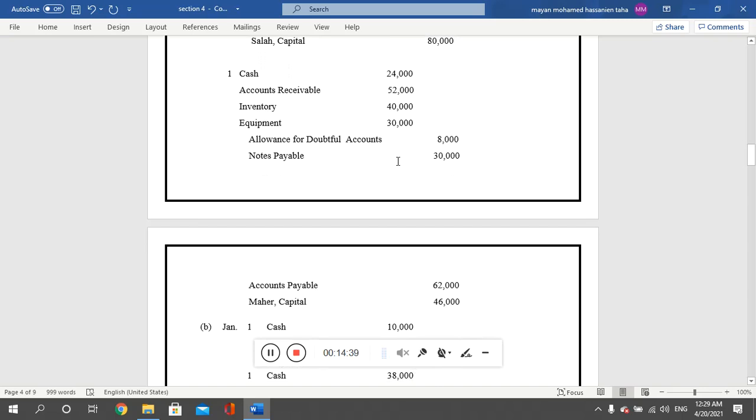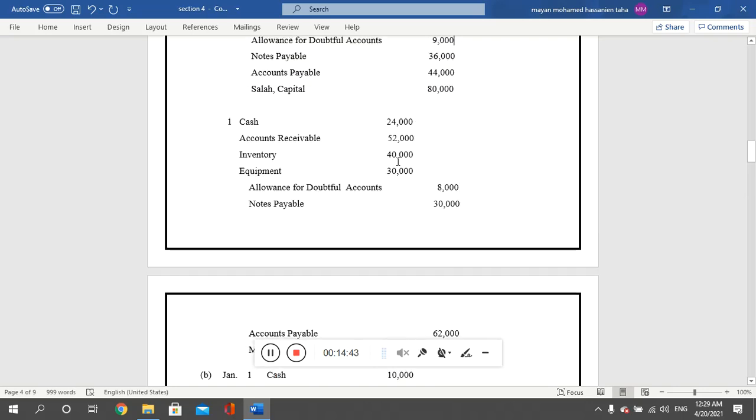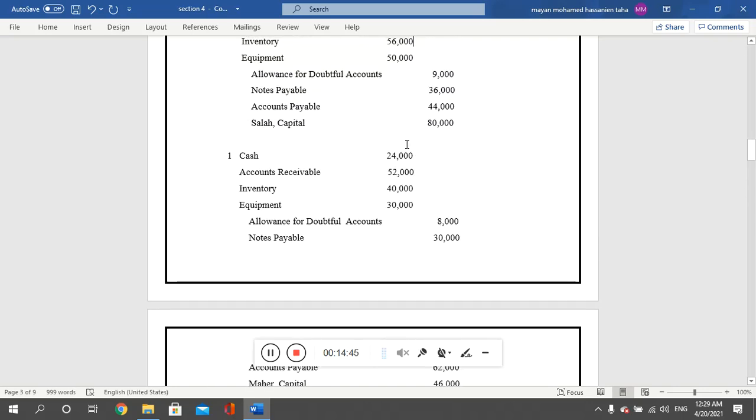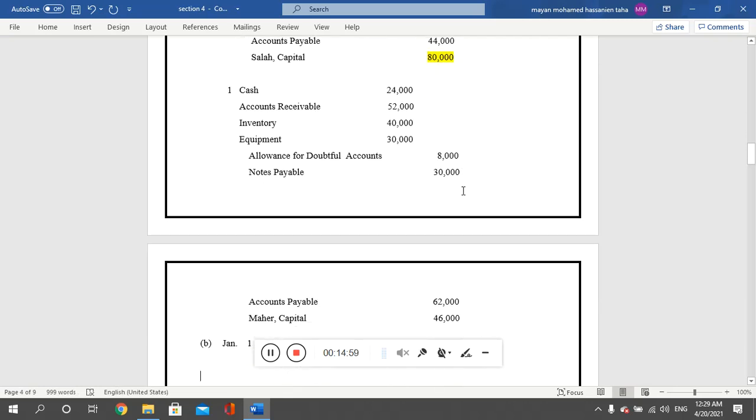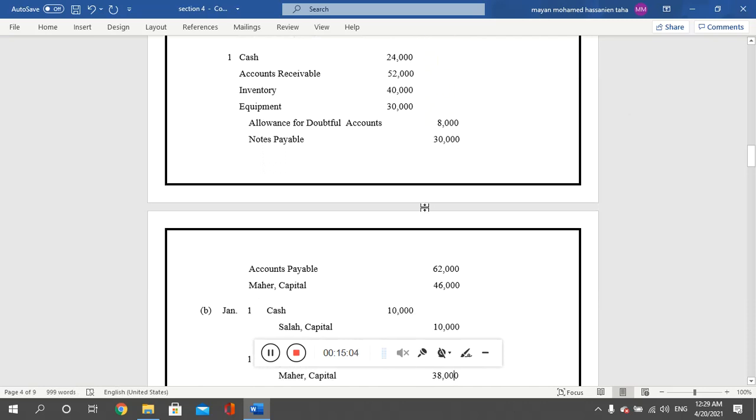So here we make a journal entry for Salah's capital in order to transfer assets and liabilities to the partnership, and we calculate the capital for Salah as $80,000. And we make another journal entry for Maher in order to compute the amount of capital for Maher in the partnership.